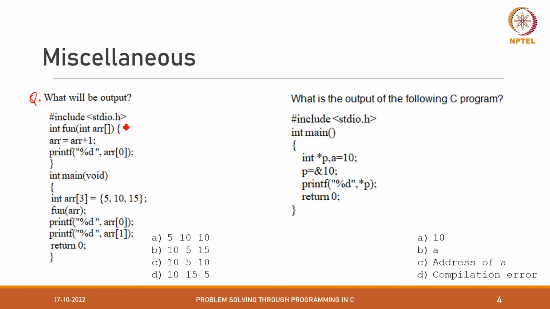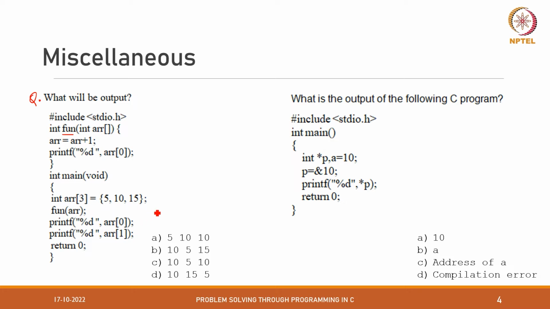Okay, so we have here a function called fun, and it takes an array as a parameter and returns some int value. What we do here is we increase ARR by 1 and we print %d ARR of 0. Now we have an int main function with no parameters, and we define an array ARR, initialized with 3 elements: 5, 10 and 15. Now we call the function fun by passing this ARR variable, and after it is passed we print ARR of 0 and ARR of 1.